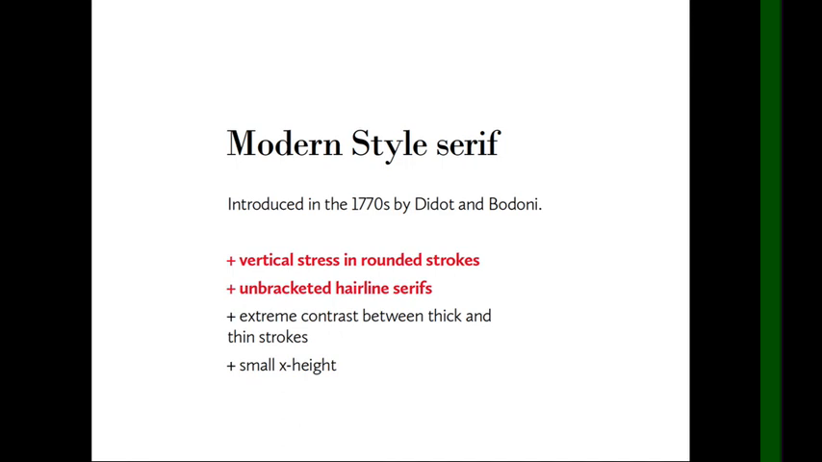Modern style serif. This was introduced in the 1770s by both Didot and Bodoni. This has vertical stress in the rounded strokes and unbracketed serifs. All right, so both of these are important. Vertical stress, unbracketed serifs. That means that it's a modern style. It also has very extreme contrast between thick and thin, and tends to have a very small X height.